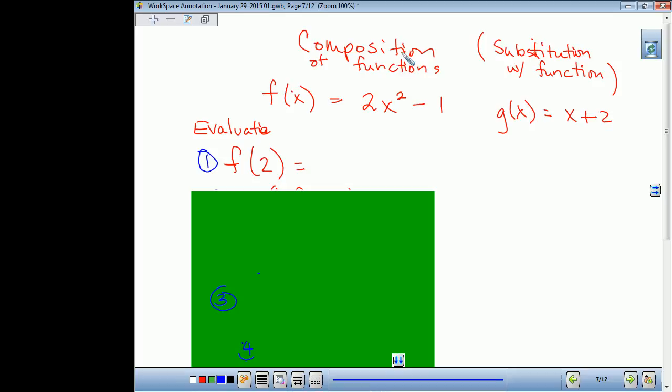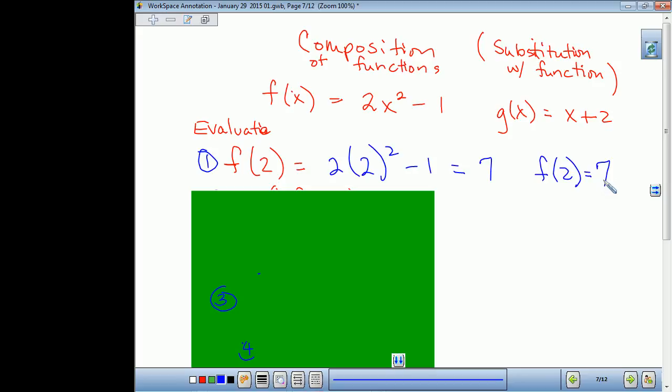Okay. Last concept is called composition of functions. Now, part of this we've done. I'm going to start out just by evaluating functions. Composition means I'm plugging something into something else. I'm composing. But we're going to start off with evaluating because we did this in Algebra 2, and you already know how to do that. F of 2 is, well, plug it in. 2 times 2 squared minus 1 is 7. So F of 2 is 7. You guys remember that? Of course.